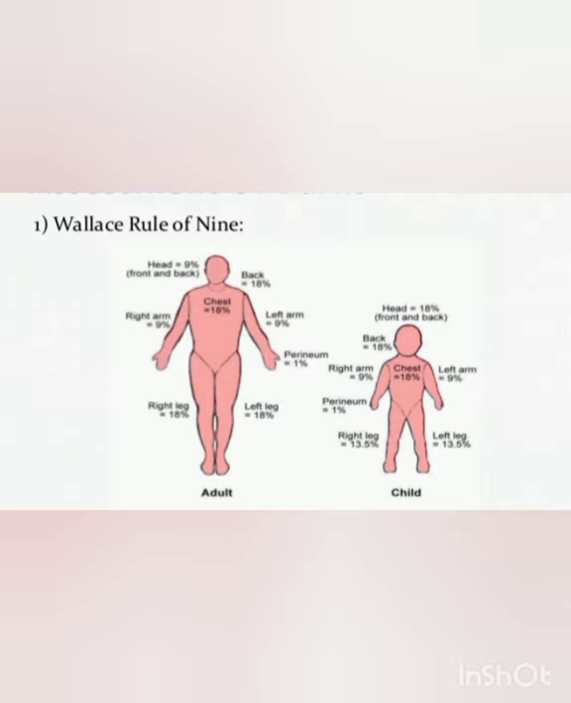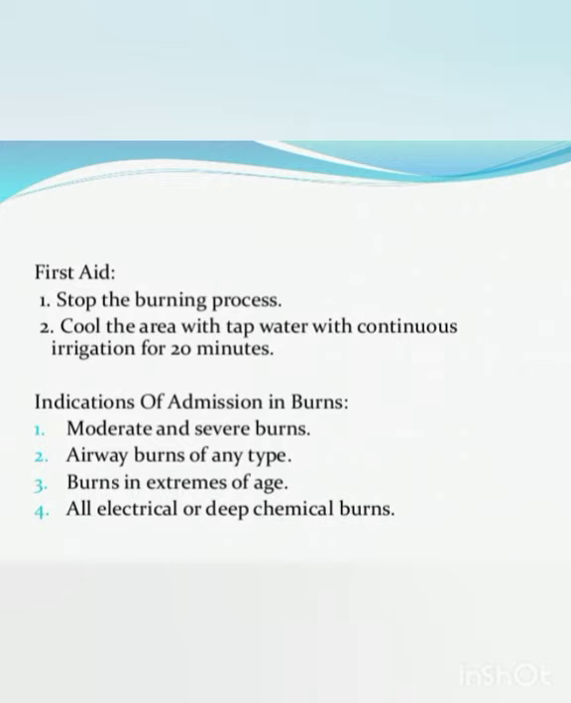In the child, usually the head and neck is 18% and back 18%, the chest is 18%, and both left and right arms are 9% each, and the right leg and left leg are 13.5% each.